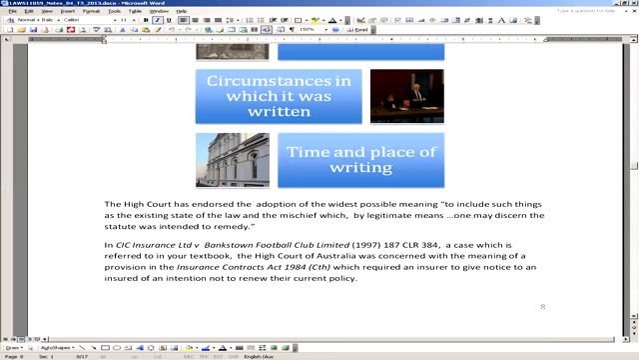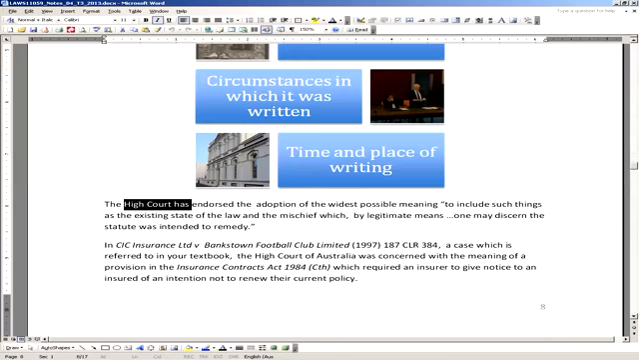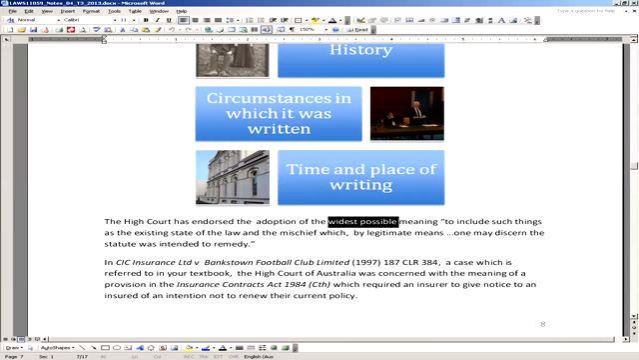The High Court has endorsed the adoption of the widest possible meaning to include such things as the existing state of the law and the mischief by legitimate means one may discern the statute was intended to remedy. And I think this is a good summary, not just of how they're interpreting things, but as to how the High Court is working as a constitutional court. They have spent the last 100 years expanding the power of the Commonwealth and expanding the legislative power of the Commonwealth. So they've been effectively saying we're going to give the Commonwealth's legislative powers, which are in Section 51 of the Commonwealth Constitution, the widest possible meaning. So I think that's a very fair statement there as to what has been occurring.